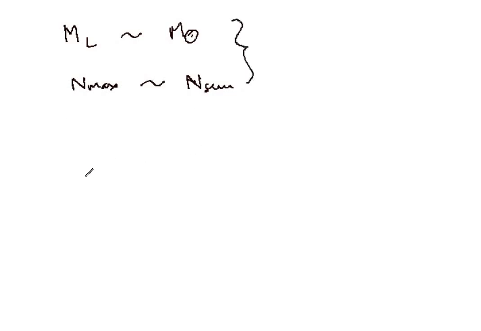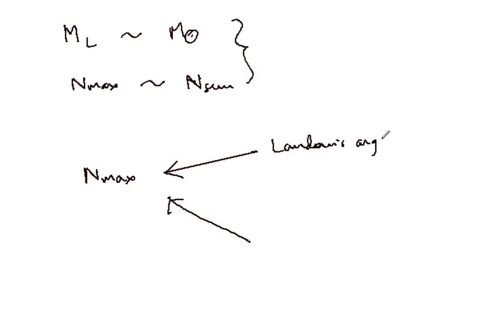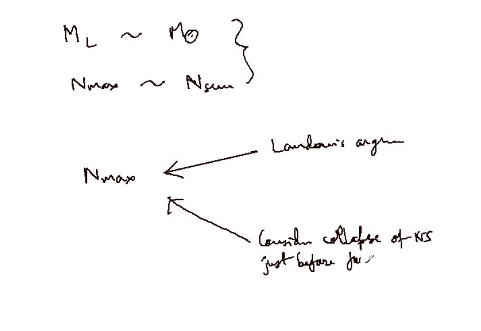With this observation, we get the same N max from two different estimates. One is Landau's argument, and another is considering the collapse of a neutron star just before forming a black hole. This we discussed in the previous class. Okay.